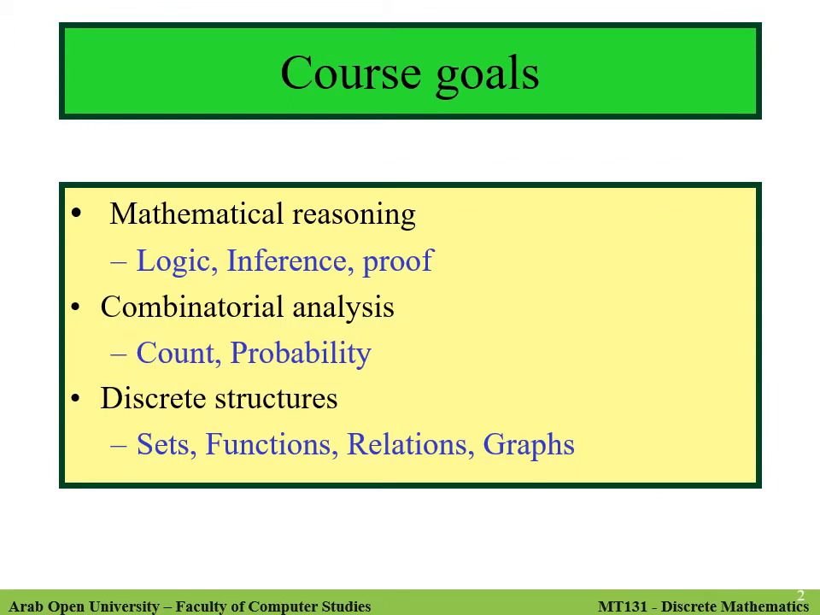We will cover many topics, but the main goals for the course, first of all, logic, which means reasoning, mathematical reasoning, logic, inference, and proof. We will not do any proofs, but we will cover some topics from logic and inference. Second topic will be combinatorial analysis, which is counting, and probability. Those two topics are related.